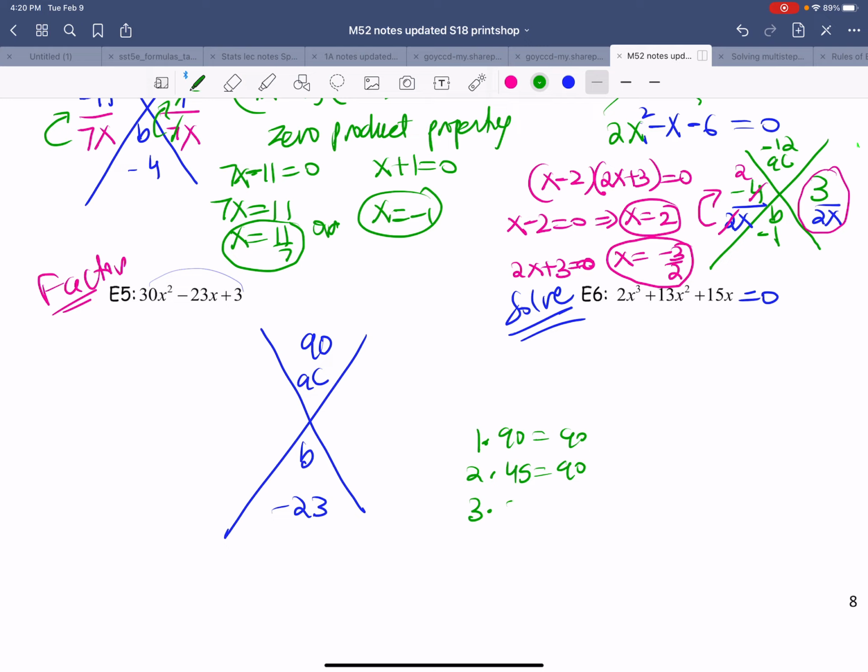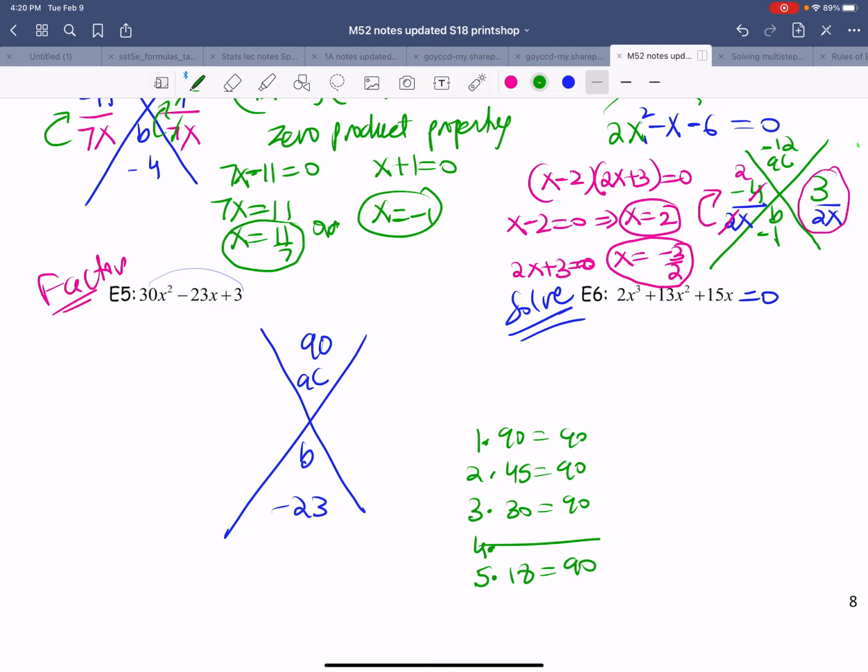No. 3 times what gives you 90? Okay, 3 times 30 is 90, but can they add or subtract to 23? No. 4 times what gives you 90? 4 does not divide evenly into 90, so 4 doesn't work. How about 5 times what gives you 90?